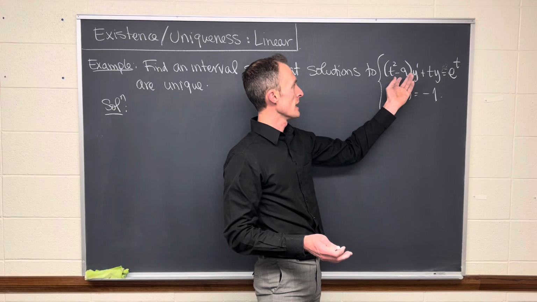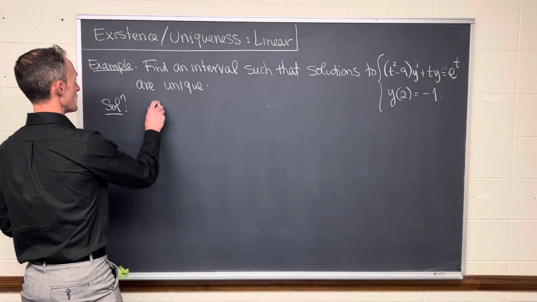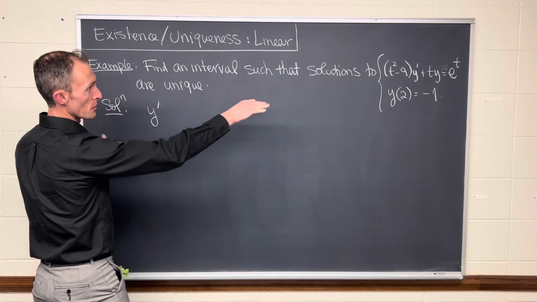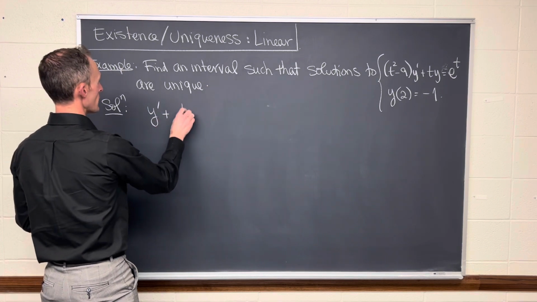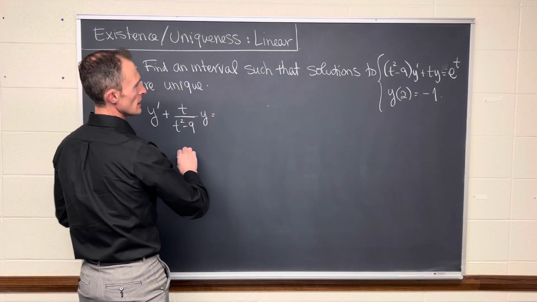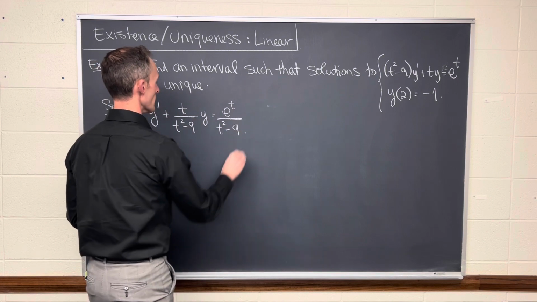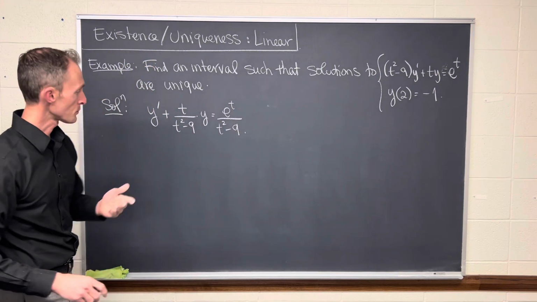and it simply says, get your ODE in standard form. Okay, so step one is get it in standard form. So what does that look like? That means divide everything through by t squared minus 9. That's going to look like t divided by t squared minus 9 times y is equal to e to the t over t squared minus 9. Okay, so that's step number one.